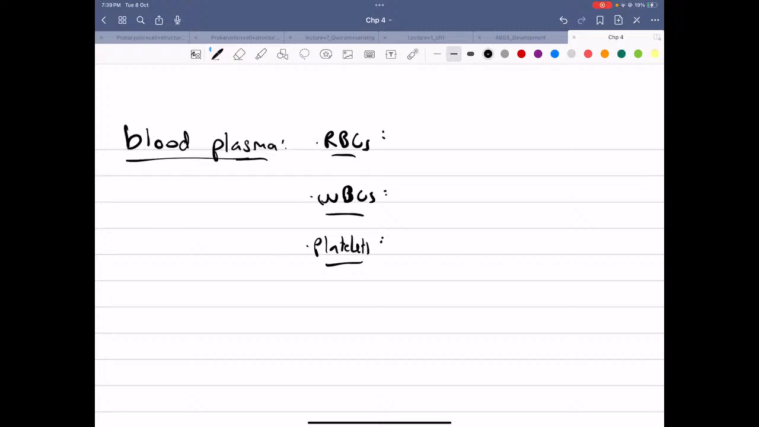We're gonna start first with red blood cells. What do red blood cells do? Main function of red blood cells: transport oxygen. So whenever you hear the word red blood cell, think directly transport oxygen.